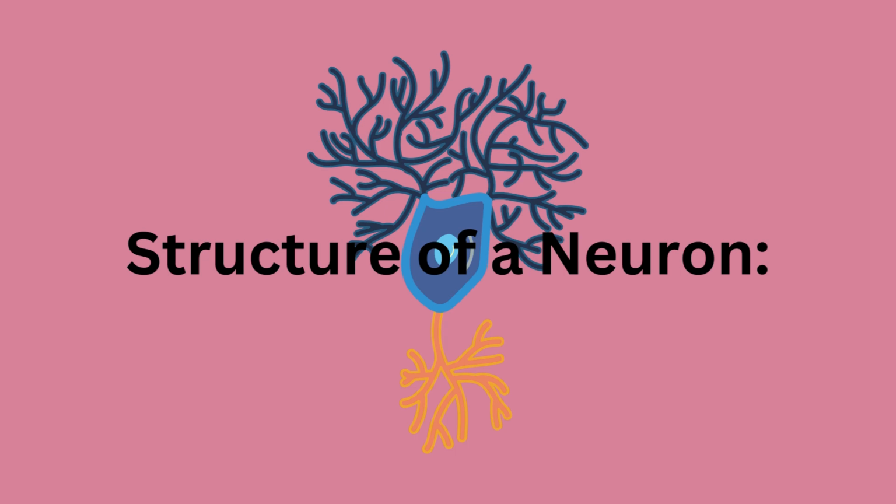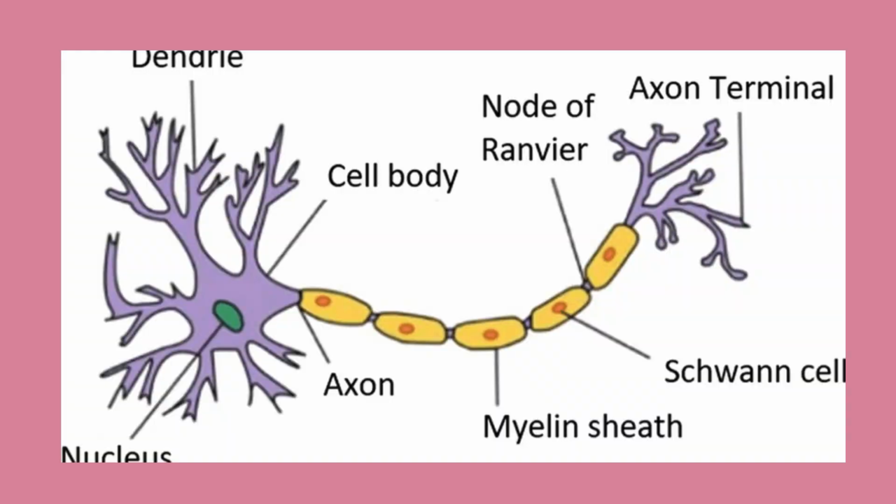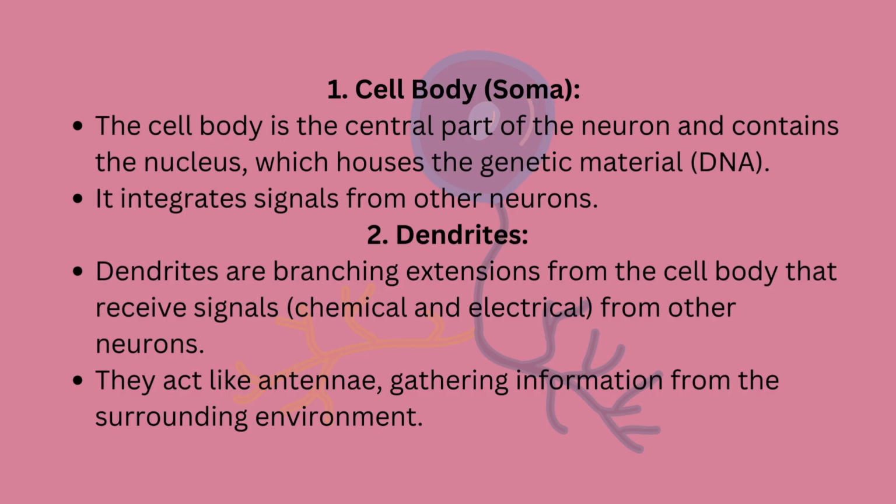Structure of a neuron. Cell body, dendrites, axon, myelin sheath, nodes of Ranvier, axon terminals, synaptic terminals. Cell body: the cell body is the central part of the neuron and contains the nucleus, which houses the genetic material. It integrates signals from other neurons.